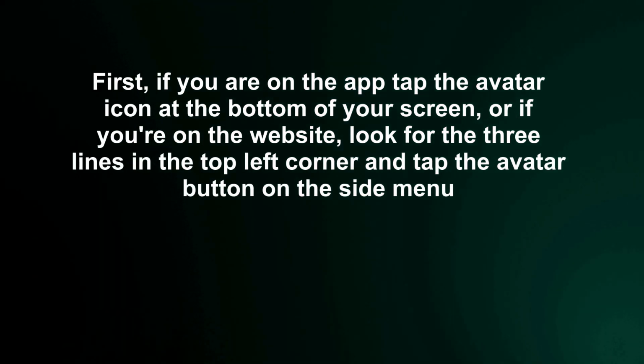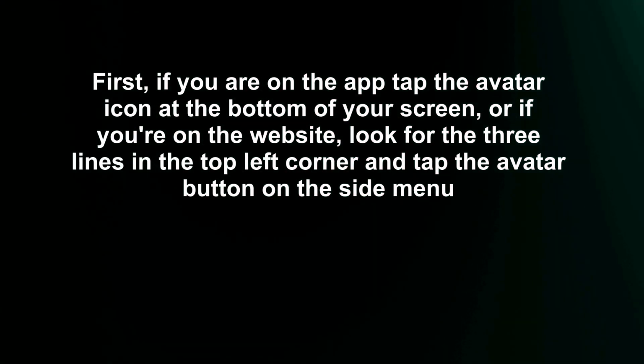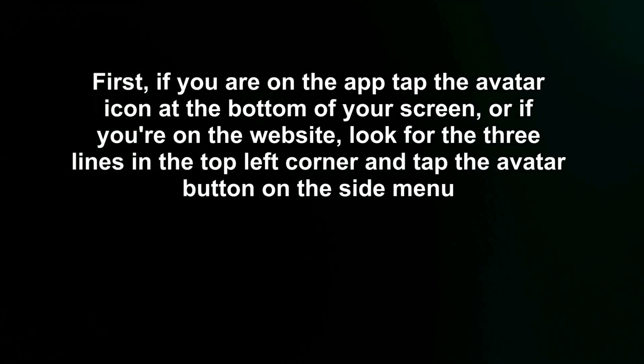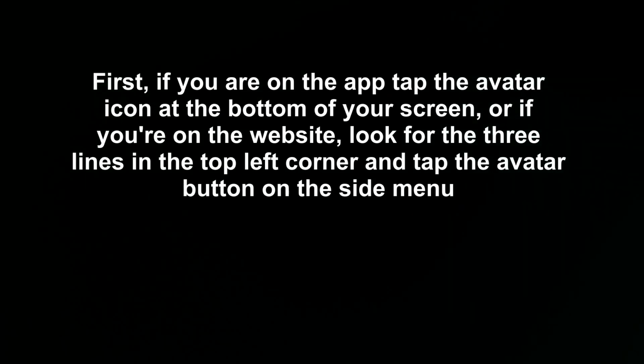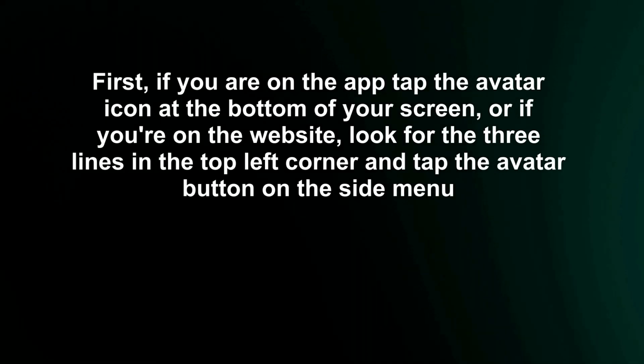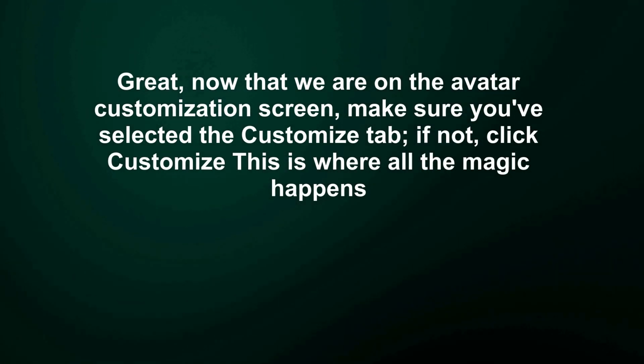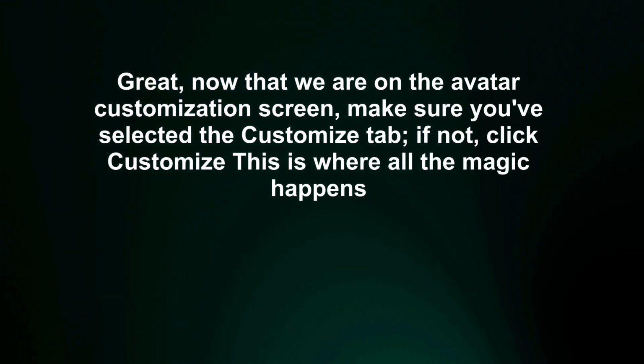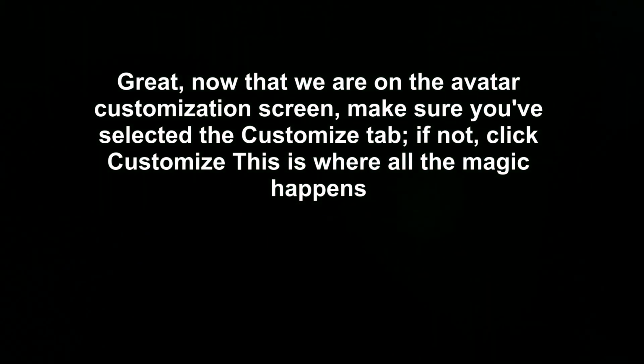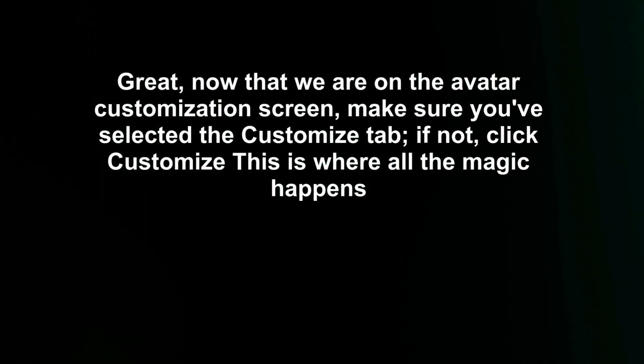First, if you are on the app, tap the avatar icon at the bottom of your screen, or if you're on the website, look for the three lines in the top left corner and tap the avatar button on the side menu. Great, now that we are on the avatar customization screen, make sure you've selected the Customize tab. If not, click Customize. This is where all the magic happens.